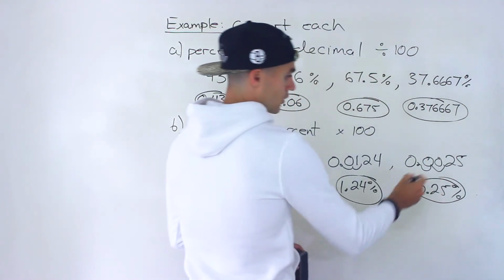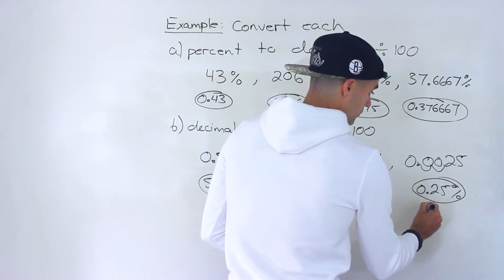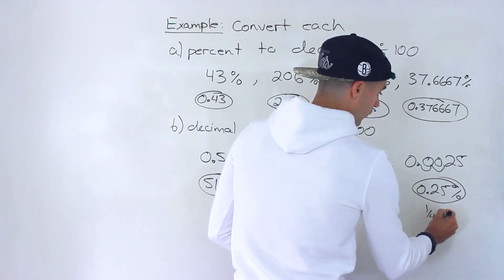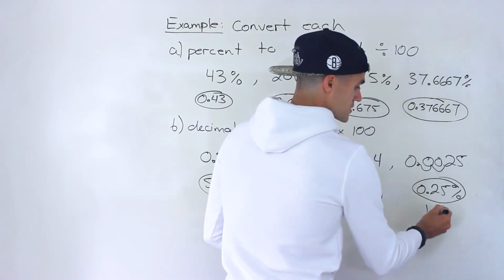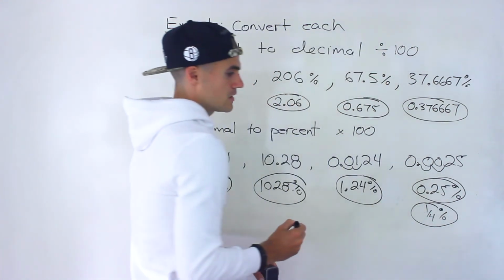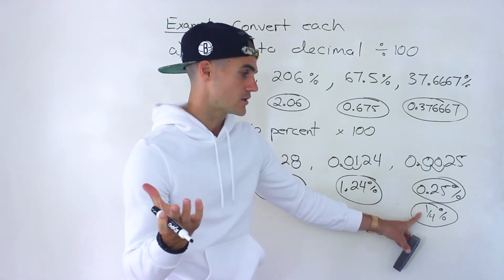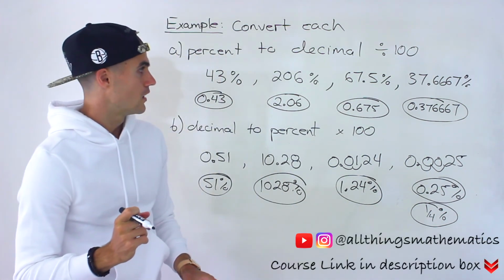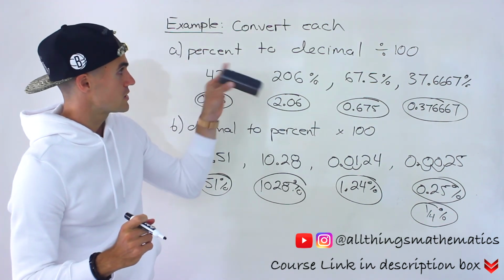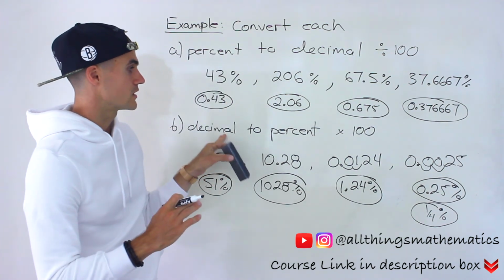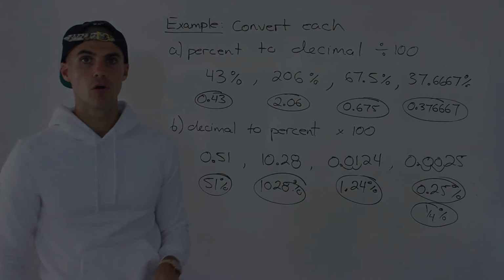0.25%. Or another way this could be shown, maybe this is a multiple choice test, 1/4%. Right, so you could have fractions within the percentage notation. Right, so converting a percent to a decimal, you're dividing by 100. Converting a decimal to a percent, you are multiplying by 100.